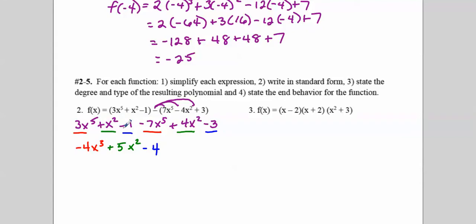Alright, so this is already in standard form. Make sure that this exponent here is a 5, just make sure that's clear. Okay, so this is standard form. It's also simplified, so these are your answers for 1 and 2. Alright, for 3, state the degree. The degree is the largest exponent, so in this case it's degree 5.